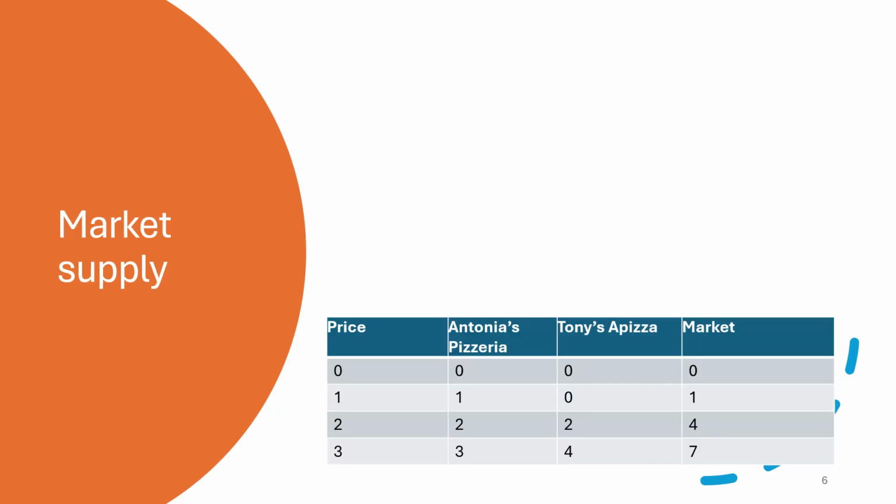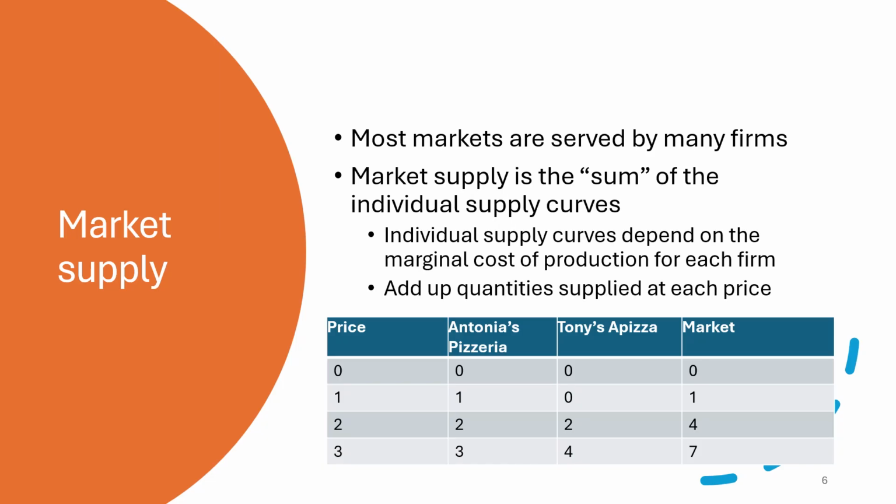The flip side of market demand is the idea of market supply. And most markets are going to be served by many firms, although throughout the course we will see examples where markets are served by many fewer firms. The market supply curve is going to be the sum of these individual supply curves, where the individual supply curves reflect the marginal cost for each firm to produce a given good. So again, much like in the case of market demand, where we add up quantities demanded, for market supply, we will add up quantity supplied at each price to go from individual supply curves, an example here of pizza, to a market supply curve of pizza.